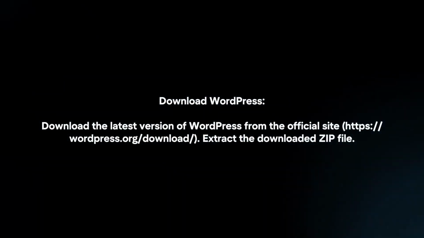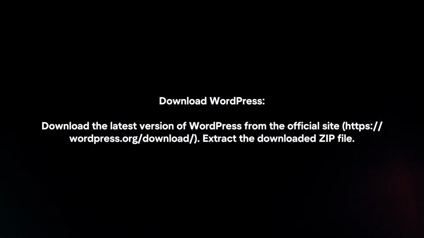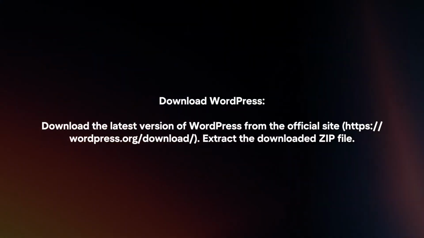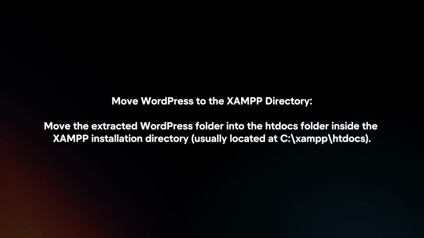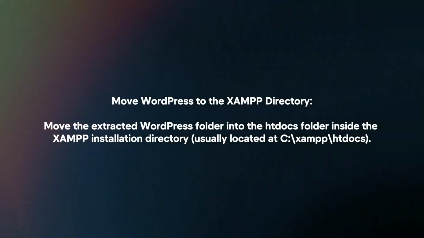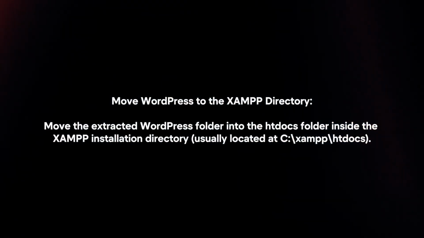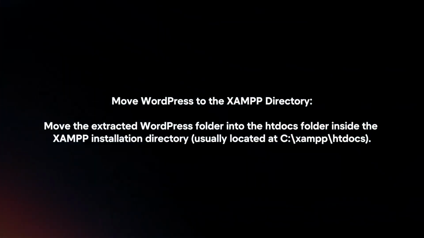Download WordPress. Download the latest version of WordPress from the official site. Extract the downloaded zip file. Move WordPress to the XAMPP directory. Move the extracted WordPress folder into the htdocs folder inside the XAMPP installation directory.